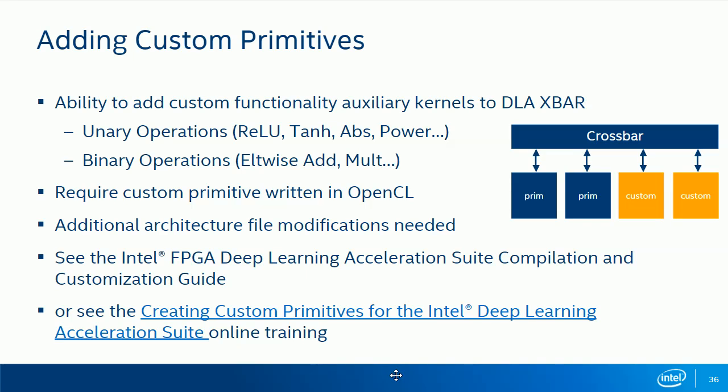If you would like to add custom functionality to the DLA architecture, you'll need to write the custom primitive functionality in OpenCL and modify the architecture file to specify the properties and connections of that custom auxiliary kernel. For more information on how to do this, please see the Compilation and Customization Guide or view the follow-on Creating Custom Primitives for the Intel Deep Learning Acceleration Suite online training.